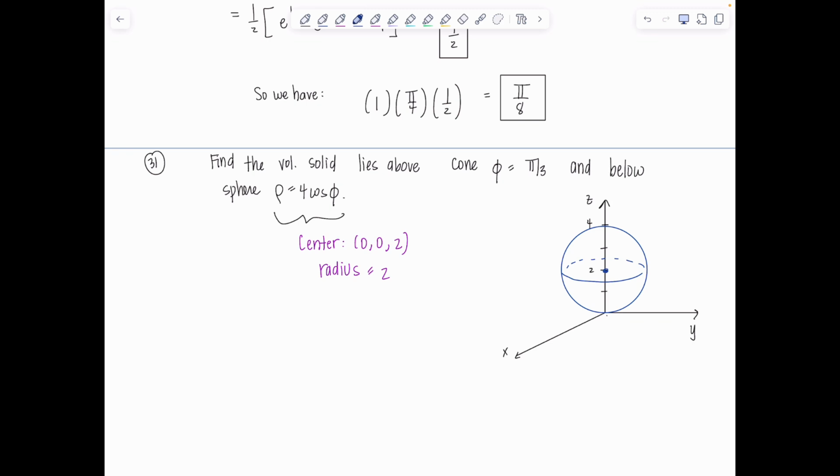Do I want to actually find where they intersect? I can do it very easily. Rho equals 4 times cosine of pi over 3, 4 times a half. So when rho is 2, they're going to intersect. Okay, so that's going to be there. That was easy. Why was I being dramatic?